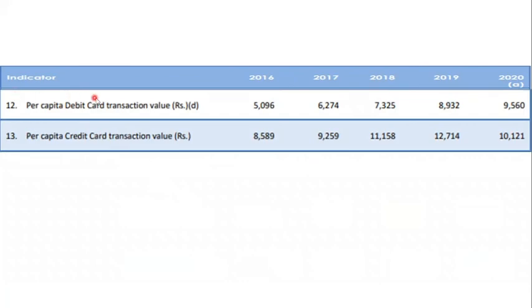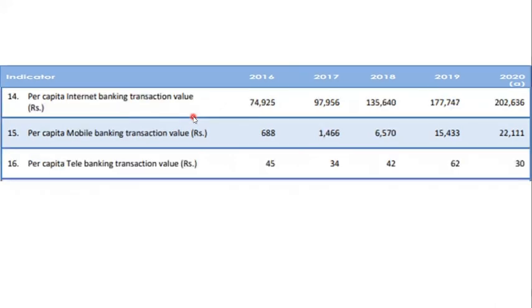This demonstrates per capita debit card transaction value, and it has almost doubled when we consider figure of 2020. Per capita internet banking transactions value is reported as 202,000 as of 2020. For mobile banking, it is over 22,000.